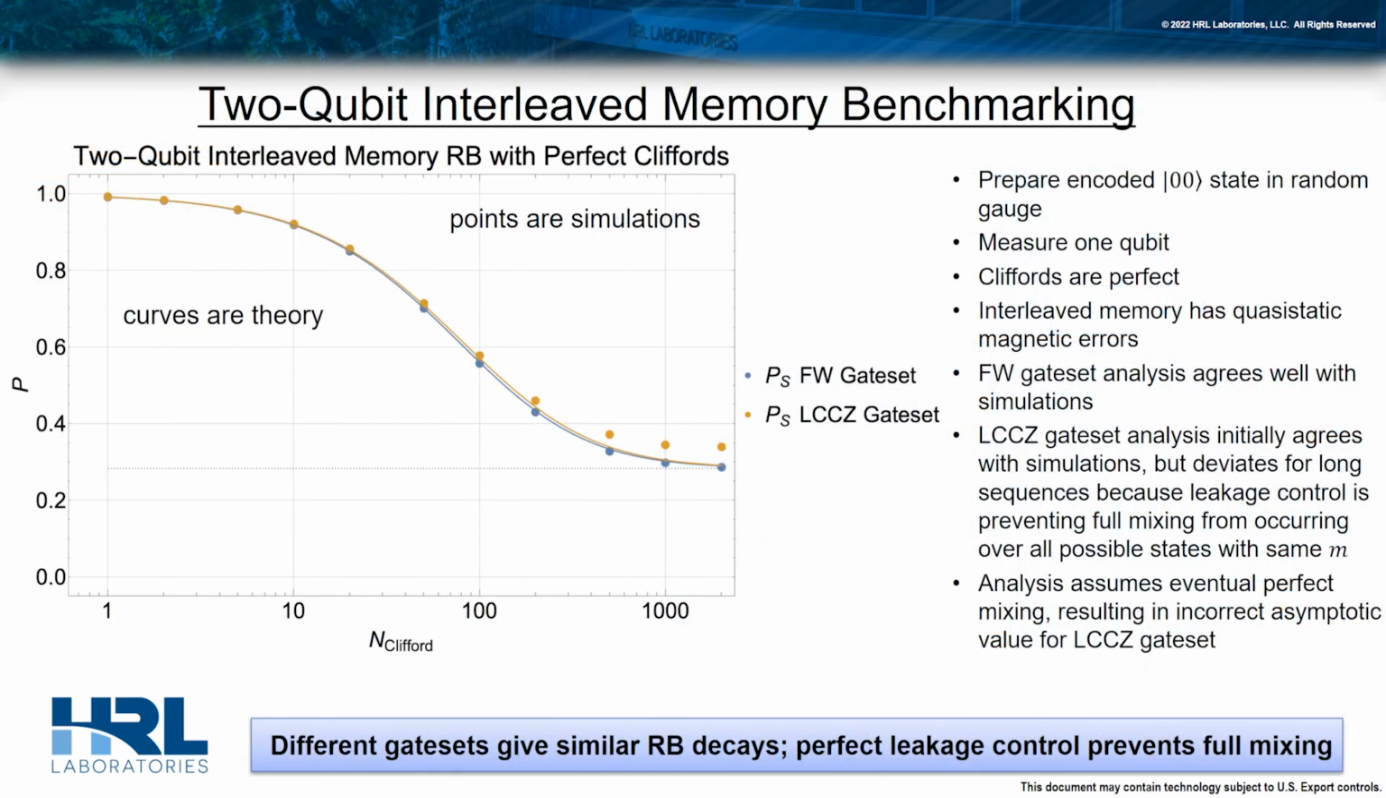In the 2-qubit case, theory and simulation again agree fairly well, in this case for interleaved memory RB with perfect Clifford gates. The different gate sets have slightly different decay behavior, but the most notable feature is that the leakage-controlled gate set doesn't perfectly mix all the accessible states for long sequences. It does what it was designed to do, which is preventing the spread of leakage. We do expect that including exchange and idle magnetic errors in Clifford gates will result in perfect mixing.